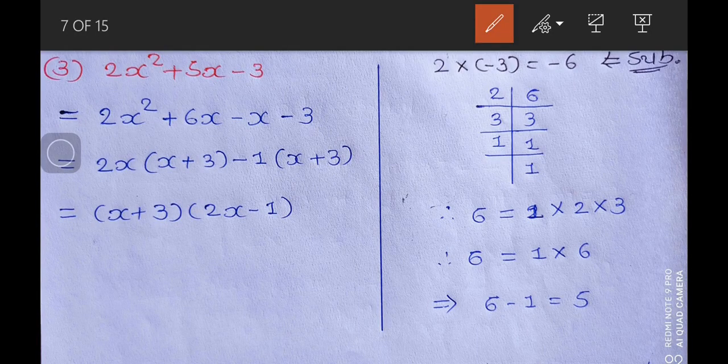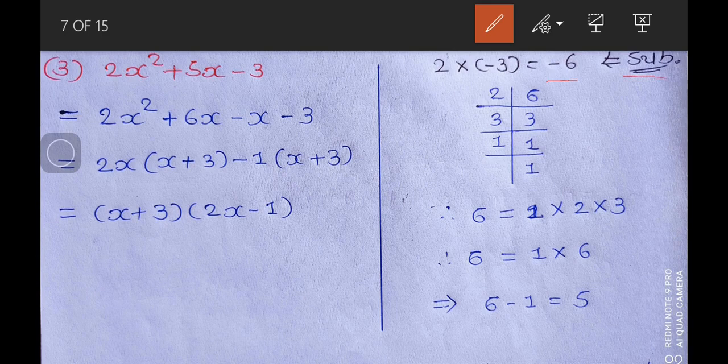Here, given example number 3 is 2x square plus 5x minus 3. Now first we get the constant value and the coefficient of the first term. Here 2 is the coefficient of the first term and the constant term is minus 3. So 2 into minus 3 is equal to minus 6. So here we get the answer with a minus sign.